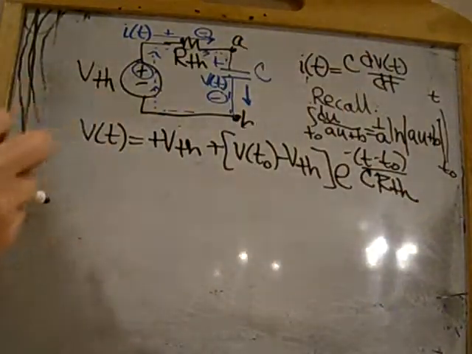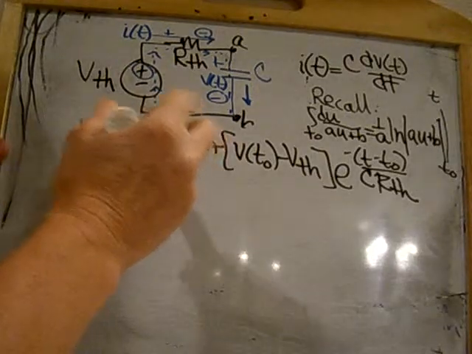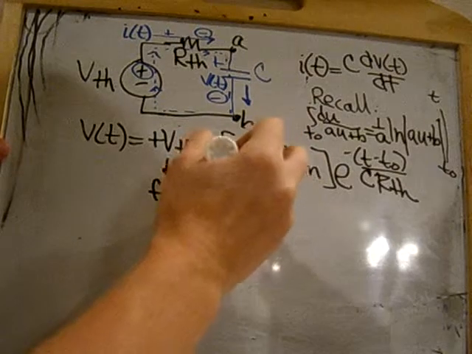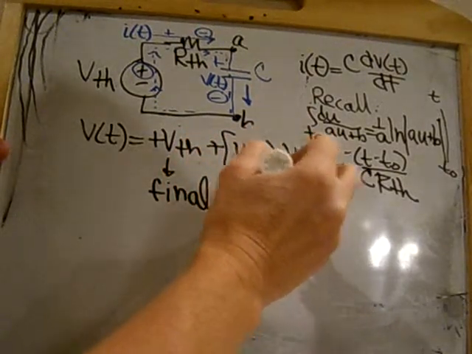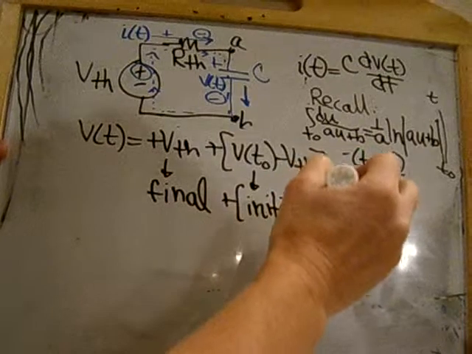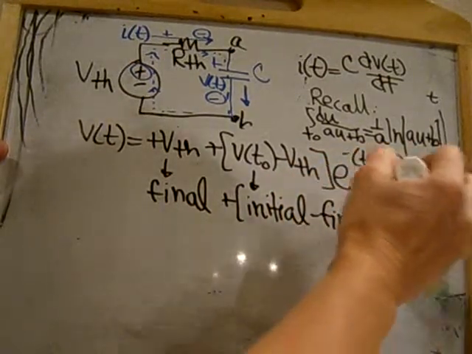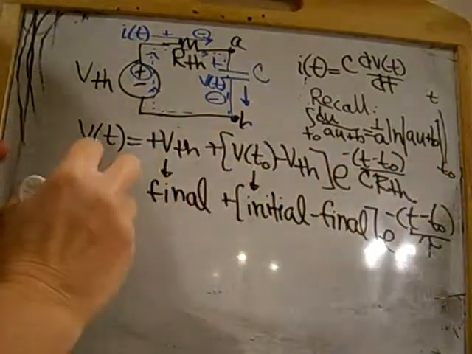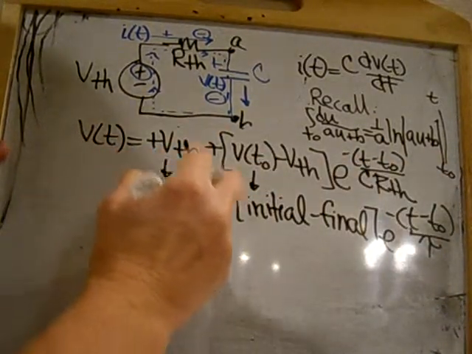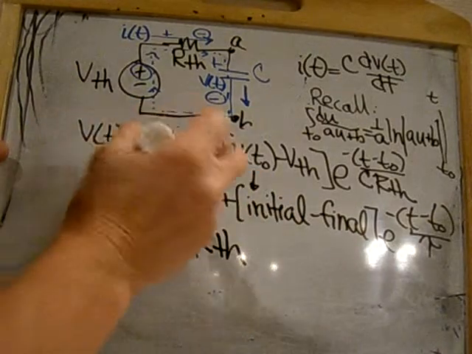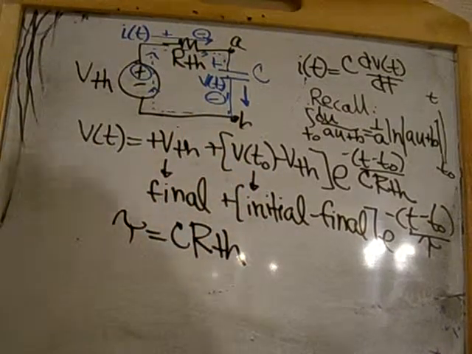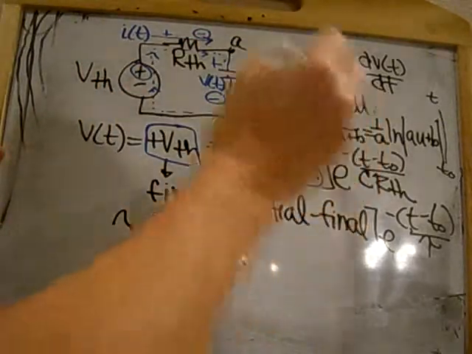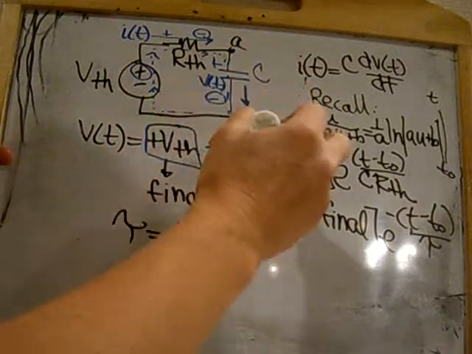CRTH. The general form is a final plus the initial value minus the final, e raised to the minus t over tau. So in this case, tau is CRTH. Our final value is VTH, and the initial value is V of t0.